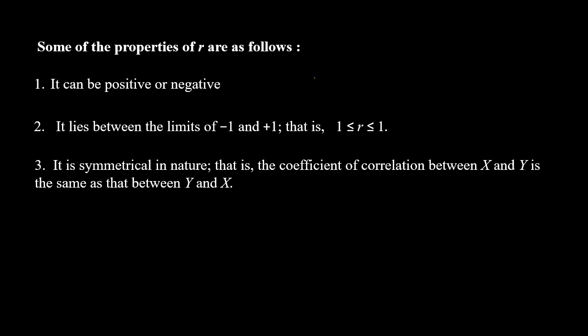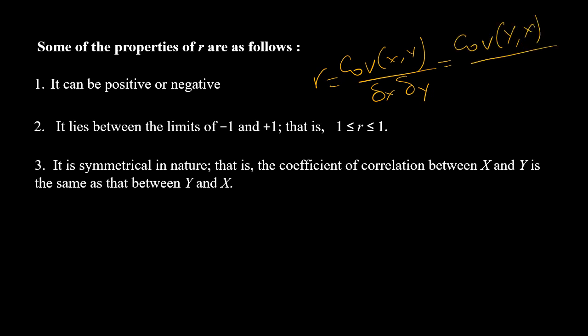When we say here r is the covariance of x, y divided by the standard deviation of x times the standard deviation of y, it is the same as when we say it is the covariance between y and x divided by the standard deviation of y times the standard deviation of x. So here r xy is the same as r yx.